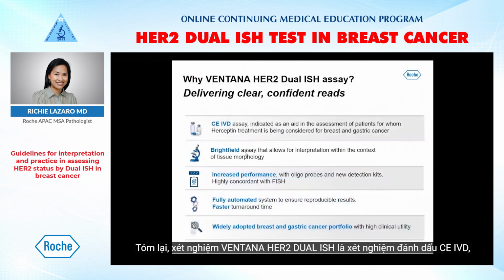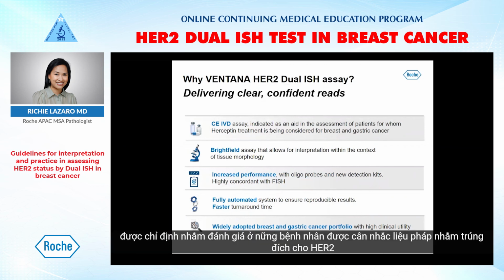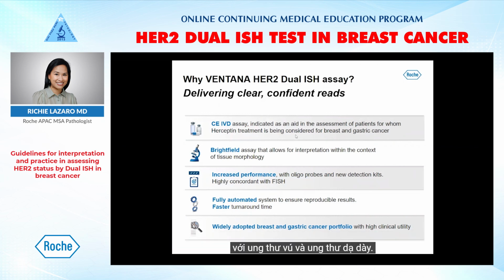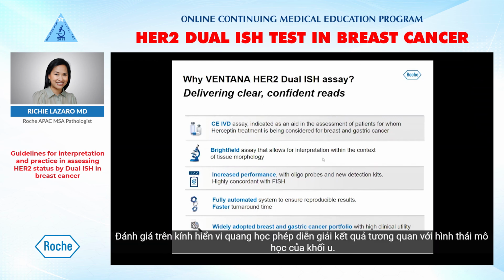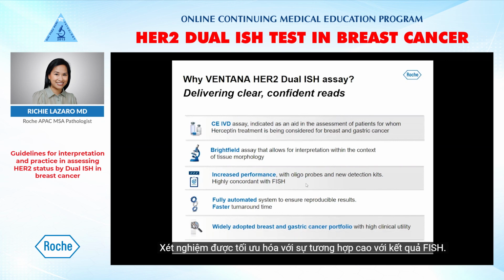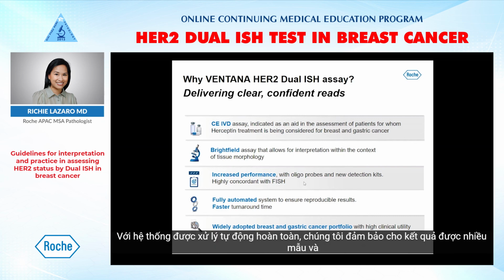In summary, the Ventana HER2 dual-ISH assay is a CE-IVD marked assay indicated as an aid in the assessment of patients for whom HER2 targeted therapy is being considered for either breast or gastric cancer. This bright field assay allows for interpretation within the context of tissue morphology. The assay has been optimized with high concordance with FISH.